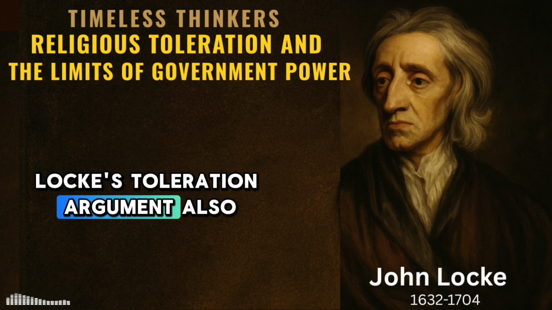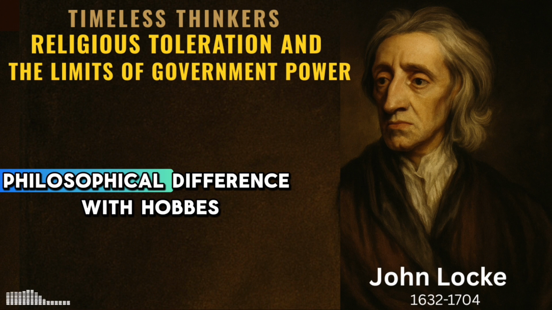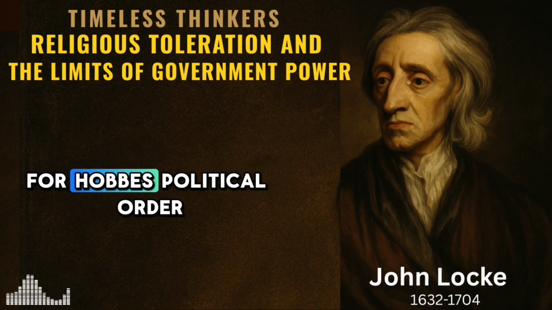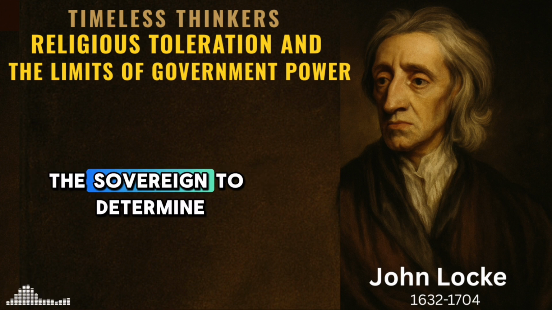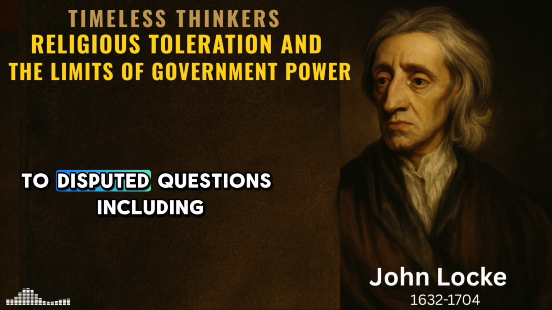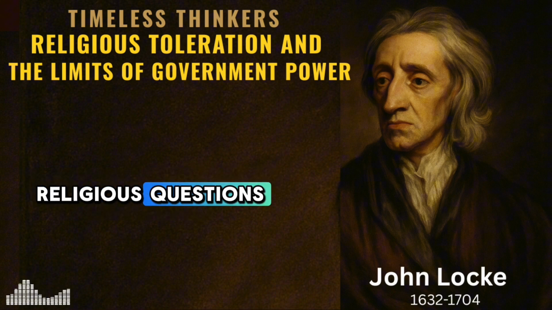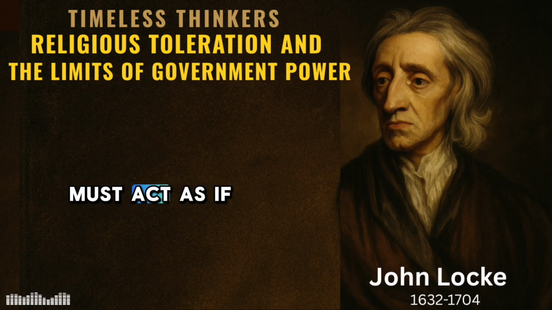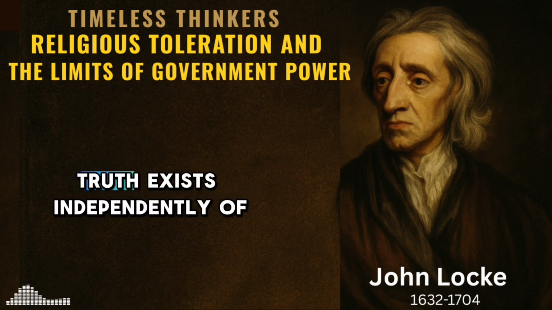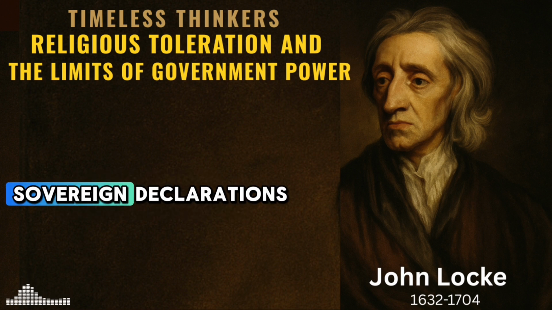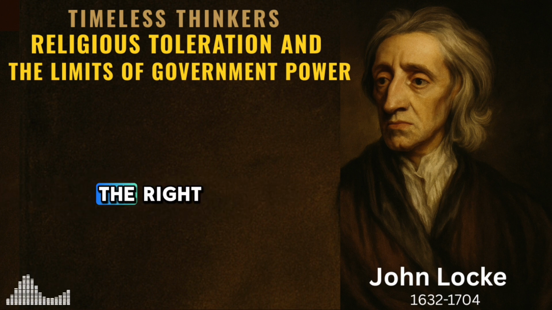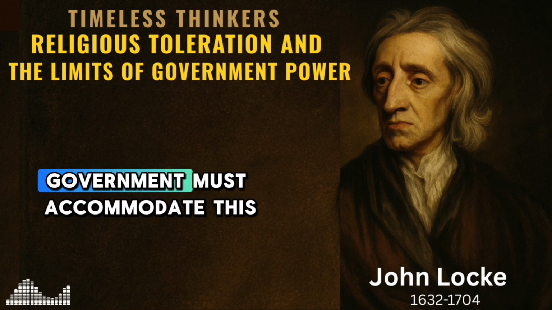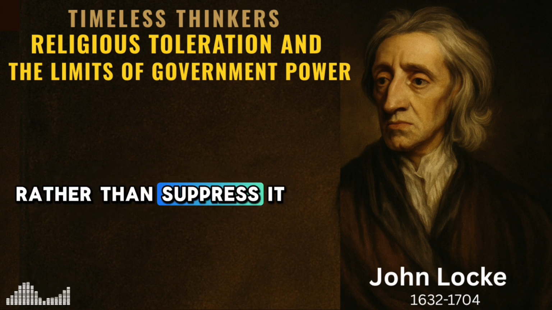Locke's toleration argument also reveals a deeper philosophical difference with Hobbes about the relationship between politics and truth. For Hobbes, political order requires the sovereign to determine authoritative answers to disputed questions, including religious questions. Truth is whatever the sovereign declares, or at least people must act as if it's true. For Locke, truth exists independently of sovereign declarations, and individuals have both the right and the duty to pursue truth according to their own understanding. Government must accommodate this diversity rather than suppress it.